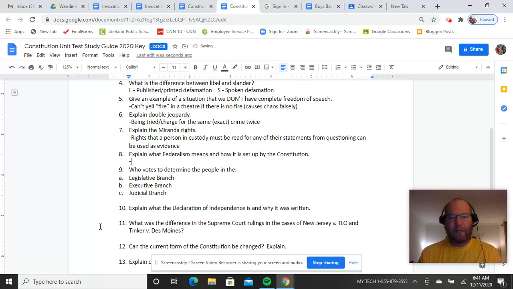Explain what federalism means and how it is set up by the Constitution. Well, remember federalism. That's a system of government that sets up layers of government. That's what we have in the United States. We have national, state.